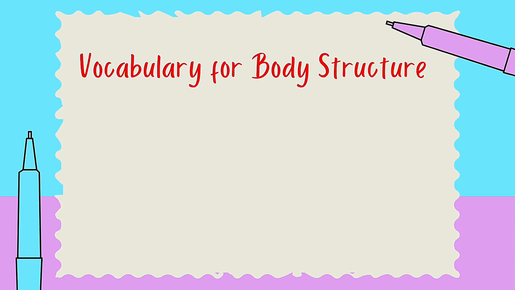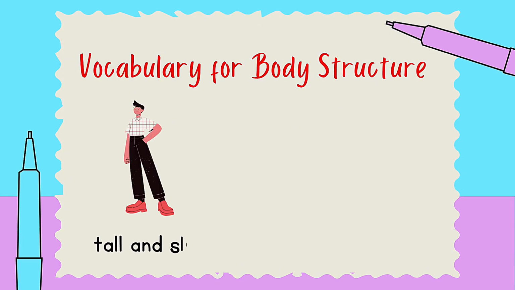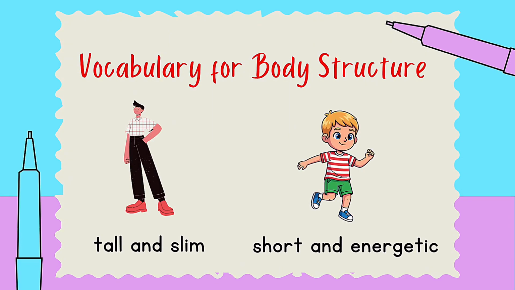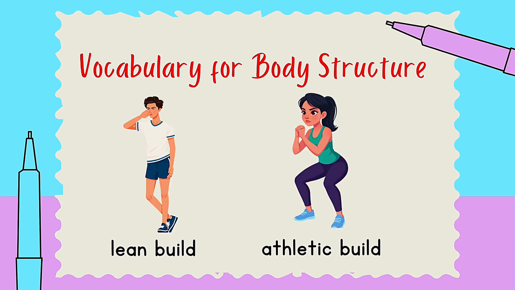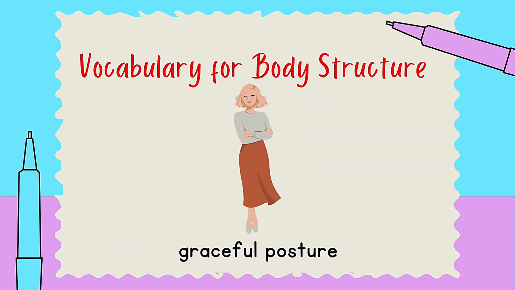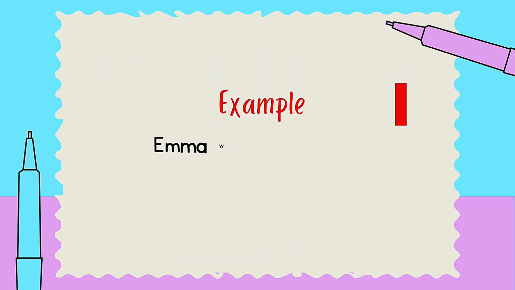Vocabulary for body structure: tall and slim, short and energetic, lean build, athletic build, graceful posture. Example: Emma was tall and slim.